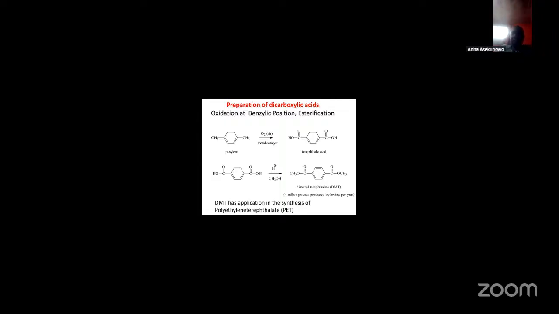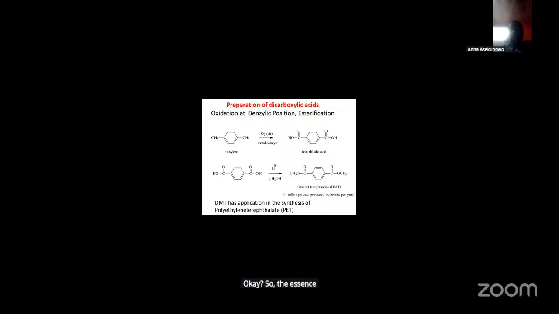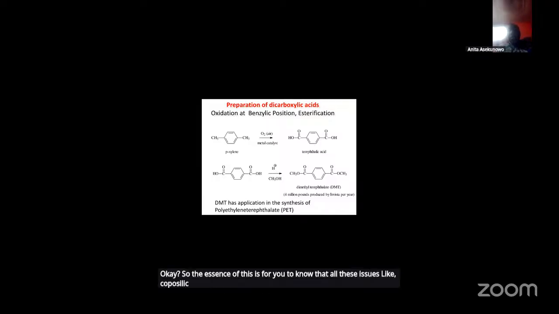And this terephthalic acid can also undergo an esterification reaction to form an ester. This ester is a compound called DMT that is used in industry. So the essence of this is for you to know that all these dicarboxylic acids are very useful chemicals for our industries.